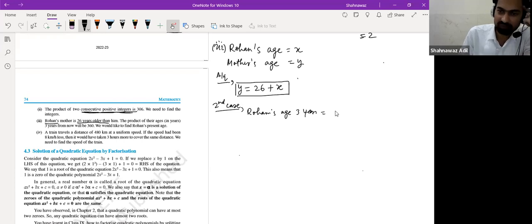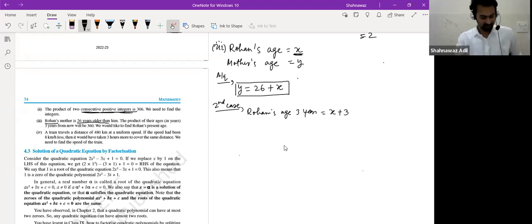So this would be how much? Presently it is X. So let's say my age is 30 years, and 3 years from now, what would be my age? That would be 33 years, right? So presently it is X, and after 3 years this would be X plus 3. 3 plus X, X plus 3, both are the same, right?